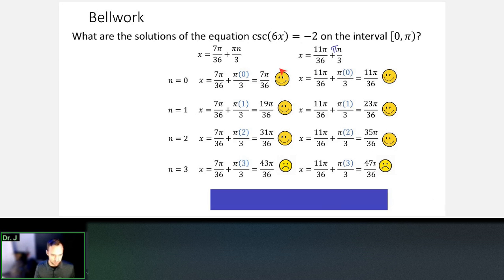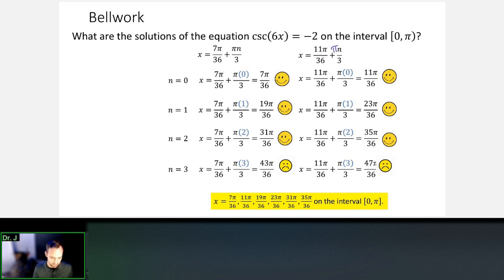So we want to write all of these answers, preferably from least to greatest. Should be pretty easy because they're all over 36. You just look at the top: 7, 11, 19, 23, 31, 35, and then don't write these two because they don't work. Please write them in order, least to greatest. It just helps me grade them on your TGA when I look at them all. Those are solutions, and they all fall on the interval 0 to pi.